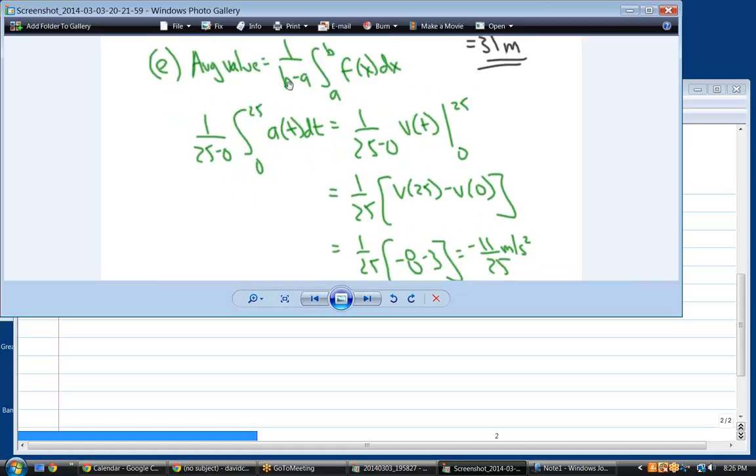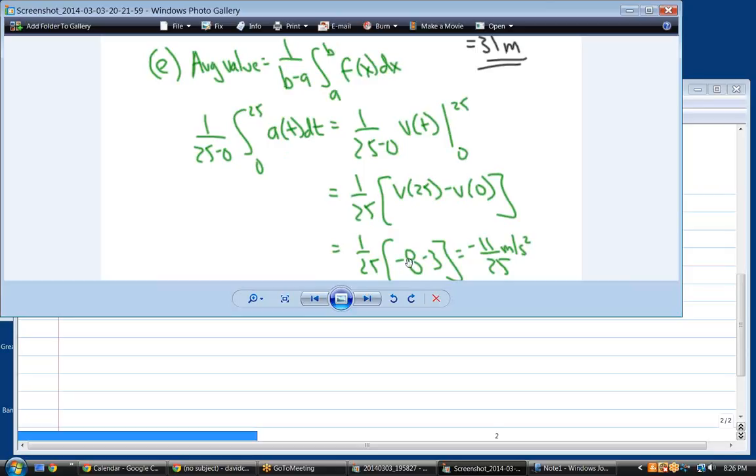So here's the general formula for average value. I like this teacher. I like the way she always starts the answer with the general formula. Okay? And the question was the integral of the acceleration. Well, we don't have an acceleration function, but notice that the integral of the acceleration is the velocity function, right? The antiderivative of acceleration is velocity. So it turns out to be 1 over 25 minus 0, or 1/25th, times the velocity function evaluated at 25 minus 0. And we do have points for each of those.